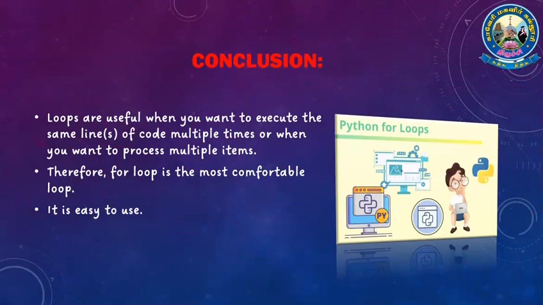Conclusion. Loops are useful when you want to execute the same lines of code multiple times or when you want to process them multiple times. Therefore, for loop is the most comfortable loop compared to while loop. It is easy to use.